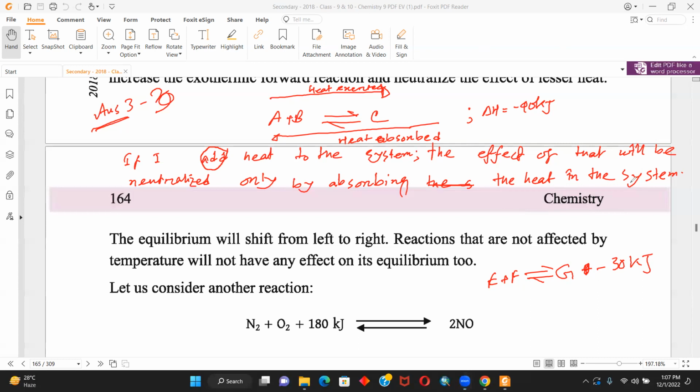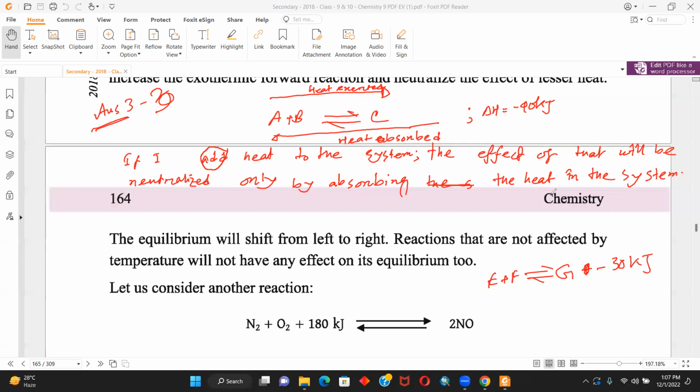If you add heat, you have to specify the term. If I add heat, what will happen? It will be neutralized by absorbing the heat. In that case, what will be the direction of the reaction? It will go forward. It will be a forward reaction.